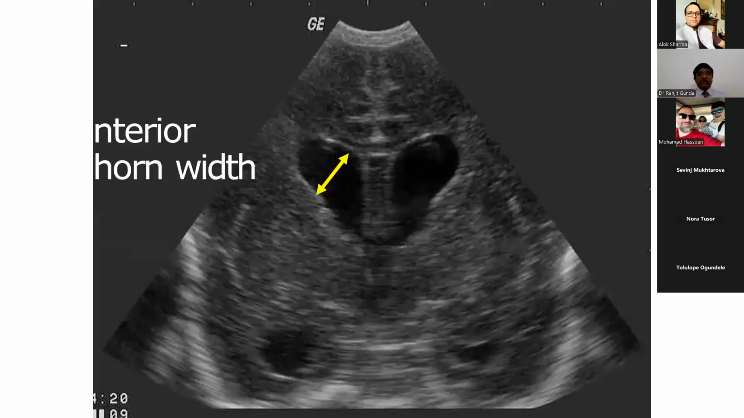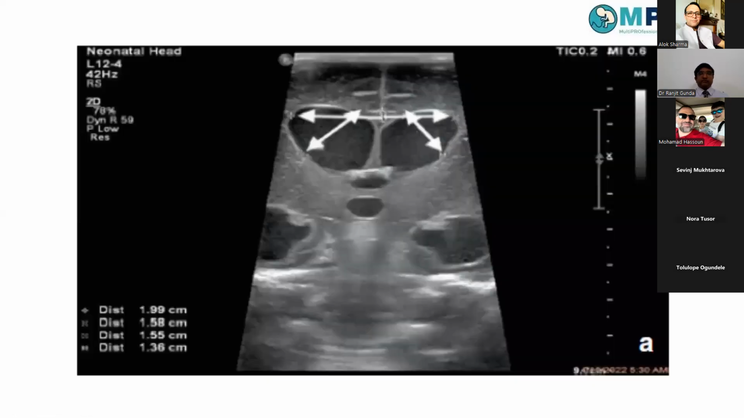Again, for the anterior horn width, the best place to measure is the C3 view, where the third ventricle is just coming into view. Make sure that both sylvian fissures are in the view, and then you take the maximum diagonal measurement of the lateral ventricle. So this is the ventricular index we'll be talking about. This is the anterior horn width.